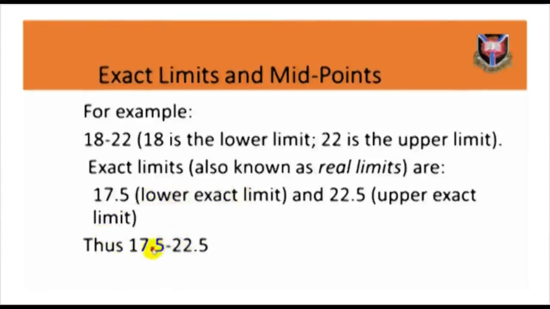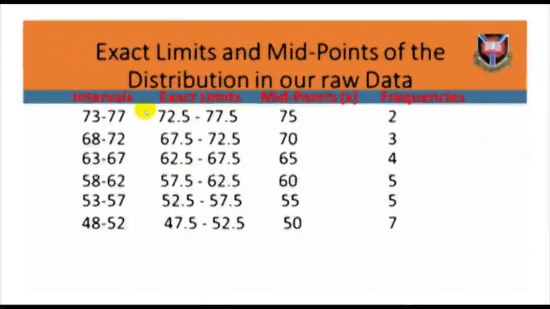An interval of 23 to 27 has exact limits of 22.5 to 27.5. Exact limits are therefore established for each interval by subtracting 0.5 from the lower limit and adding 0.5 to the upper limit. These are then referred to as lower exact limits and upper exact limits respectively. This principle holds no matter the size of the interval. Exact limits are also called real limits. So, we can refer to the lower real limit and upper real limit of class intervals.